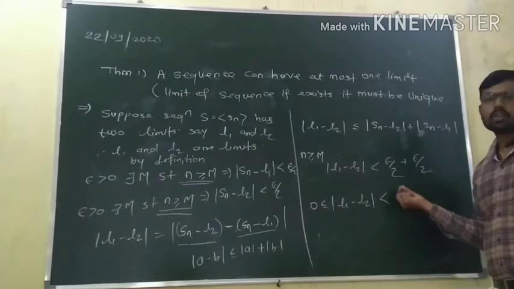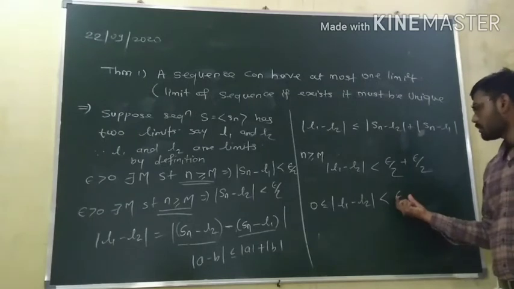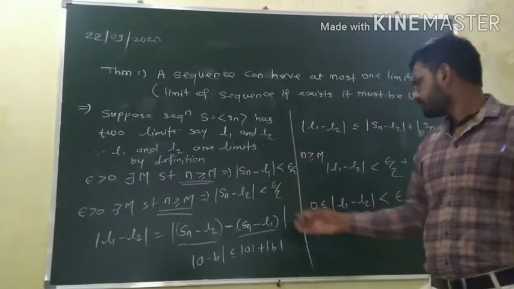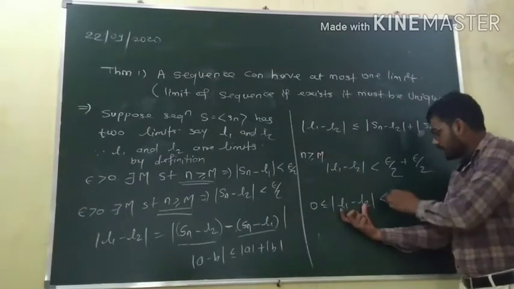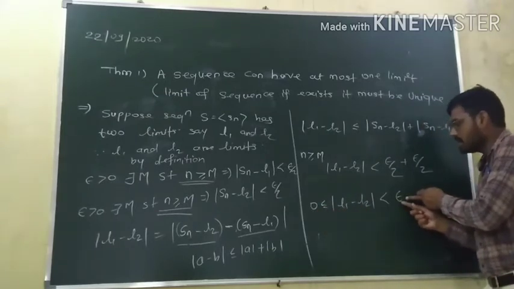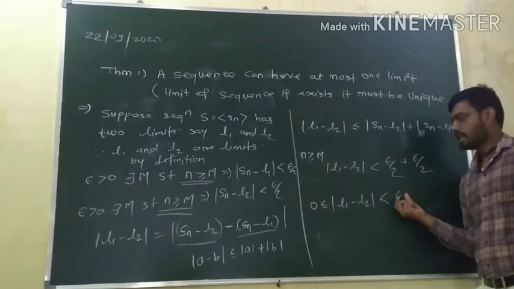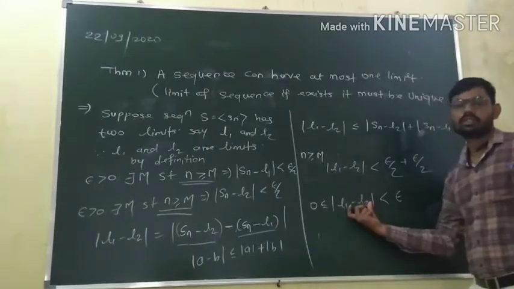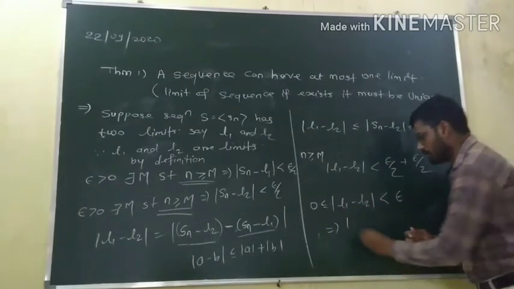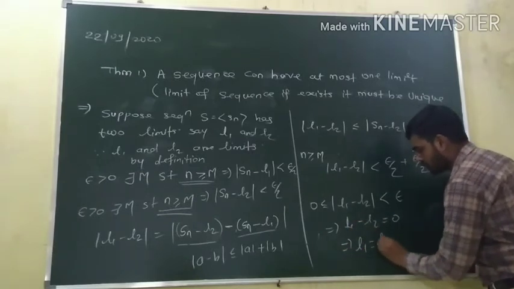So this mod is greater than or equal to 0 and strictly less than an arbitrary number, so we can take epsilon as a very small number, 0.01, 0.001. There are infinitely many choices, and we can take epsilon very close to 0, like 0.0001. So for a number which is greater than or equal to 0 and less than any very small number, there is only one option remaining: this must be 0. This implies the difference must be 0, that is, L1 minus L2 is equal to 0. This implies L1 is equal to L2.